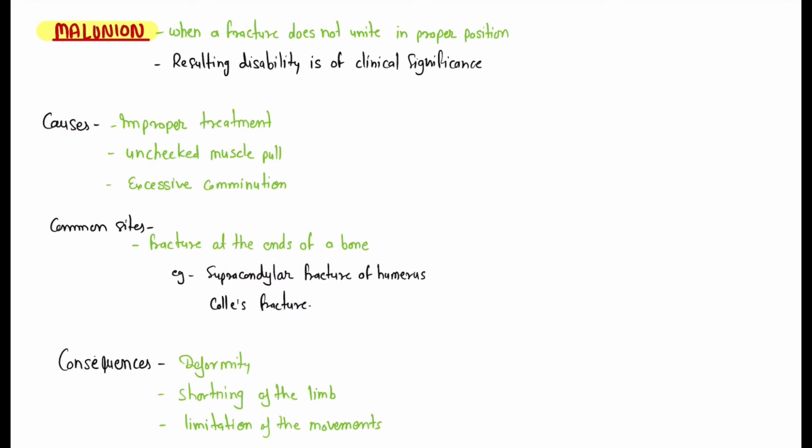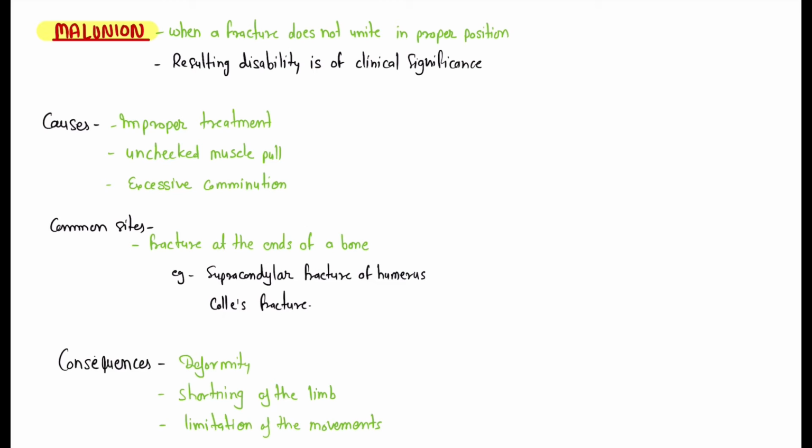What are the causes of malunion? Improper treatment, then unchecked muscle pull, then excessive comminution. Then we have common sites. What are the common sites for malunion? These are fractures at the end of a bone. If a fracture is at the end of a bone, it is very likely to go into malunion. Example: supracondylar fracture of the humerus, and Colles fracture.